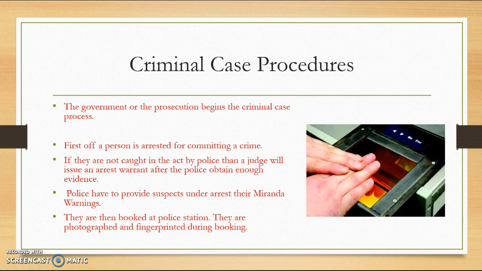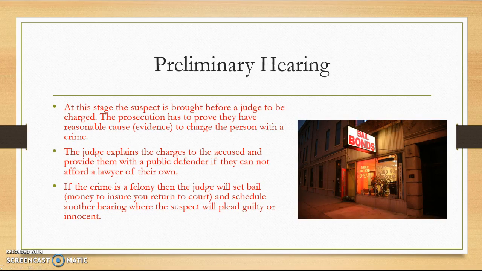Once they're arrested, that process includes our Miranda warnings. The police have to Mirandize the suspects, or else their case could end up in appeal and they could be given a new trial. So the police must Mirandize the suspects. Once they've been arrested, they're taken to the police station. Here they're going to be booked. They're going to be photographed and fingerprinted during the booking. The photograph, of course, is called a mugshot.